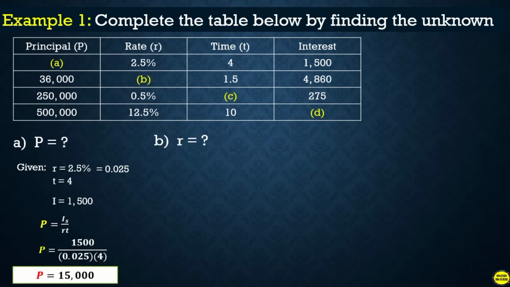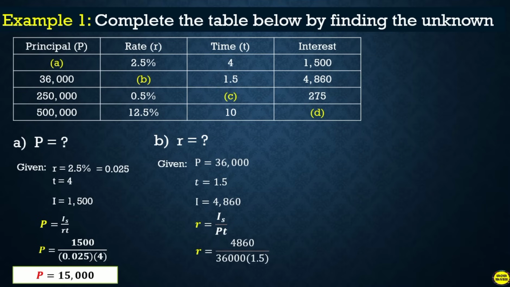Letter B. Ang hinahanap sa letter B is R or the rate. So, ano ba yung mga given? Principal amount, 36,000. The given time is 1.5. And the interest is 4,860. Ano yung formula pag kukunin natin yung rate? I over PT. So, substitute lang natin: 4,860 over 36,000 times 1.5. Yung rate na makukuha natin 0.09. Naka-decimal, convert natin into percent. Kapag kinonvert into percent, maaring i-multiply nyo sa 100 or mag-move kayo ng 2 places to the right. So, that is 9%.